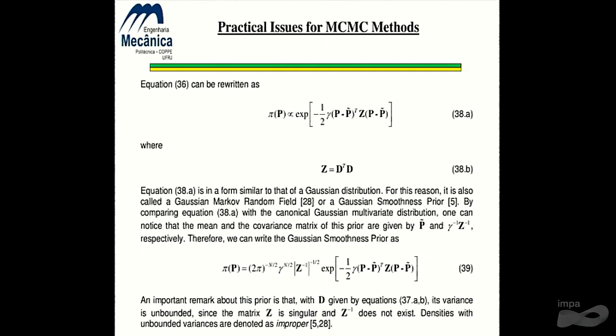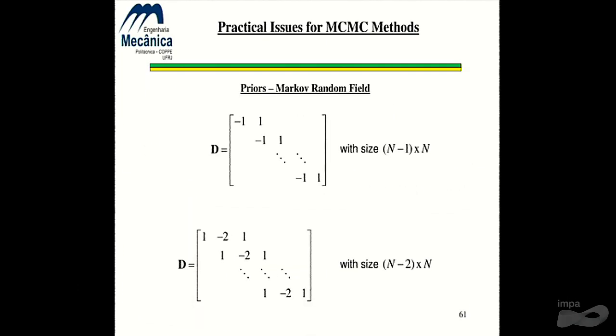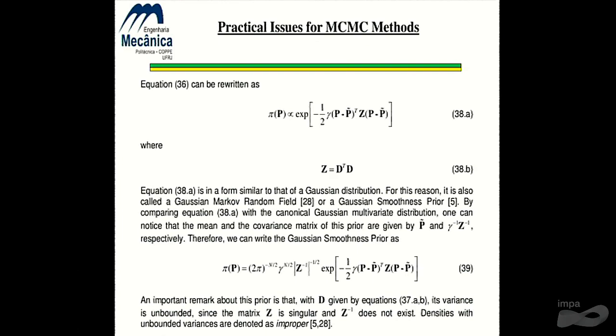Z, D transpose D, is a singular matrix, which was expected because we are not prescribing any variance for the problem. So the variance here is not finite. So this is an improper distribution. This is an improper distribution.